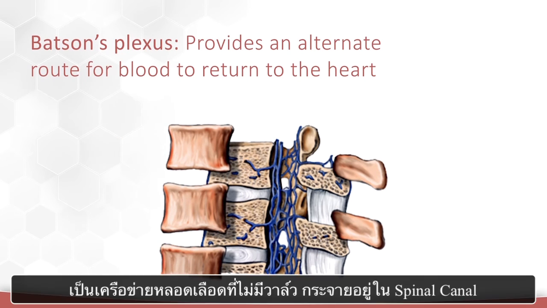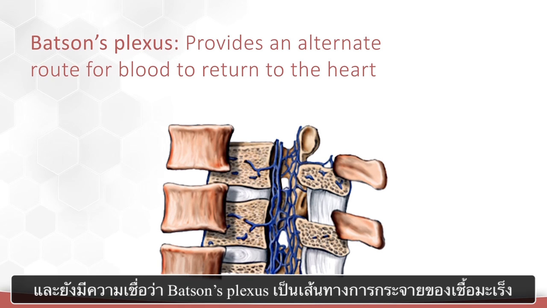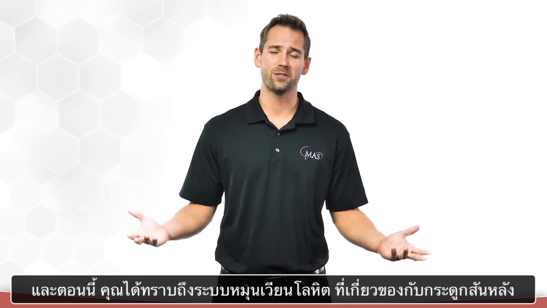Briefly described, Batson's plexus is a valveless venous network located inside the spinal canal. When the vena cava is partially or totally obstructed, Batson's plexus provides an alternate route for blood to return to the heart. It is also believed to be a route for metastatic spread of cancer and other infections. And that's it. Now you know about the vascular structures of the spine.